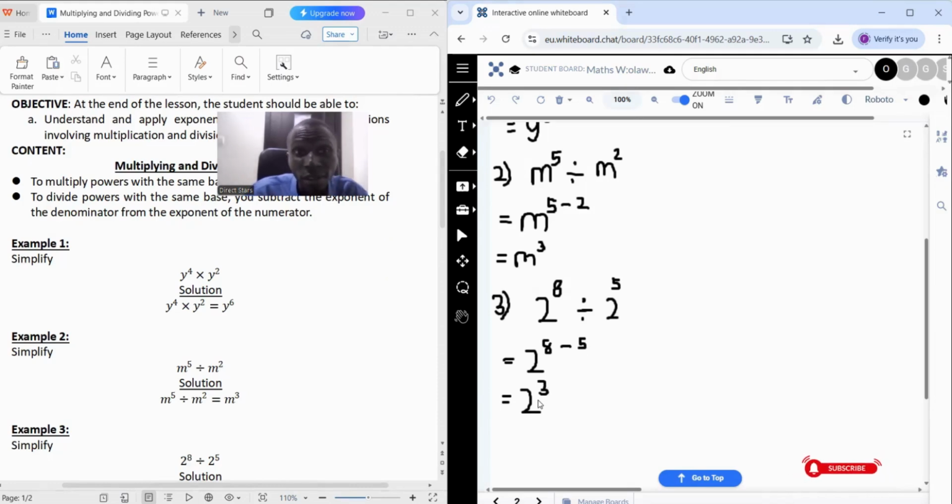And of course, we can still write this in the exact form, because 2 raised to power 3 is to multiply 2 in 3 places. So we can still have this to be equal to 2 times 2 times 2. And that's going to give us 8 in its exact form.